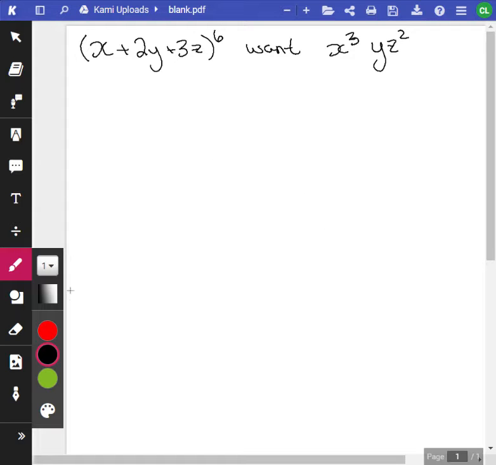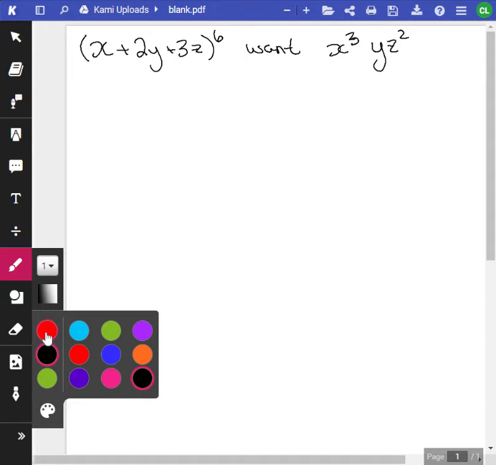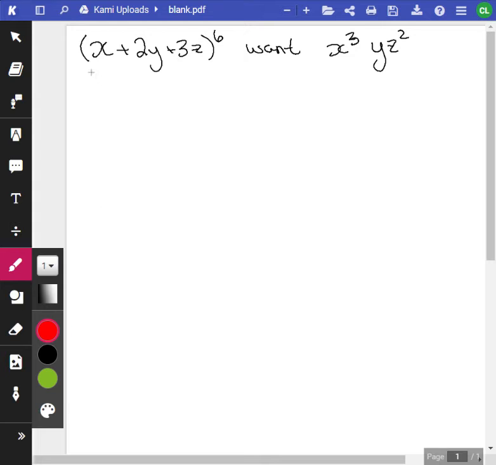Okay, so to solve this question, our binomial theorem is only good for binomials. So we're going to pretend this is a binomial by saying that this is going to be our a value, and this is going to be our b value in our expansion. So if we compare that to what I want, I want the coefficient of this guy. So we're going to look here, and I can see that I want my a value to be cubed.